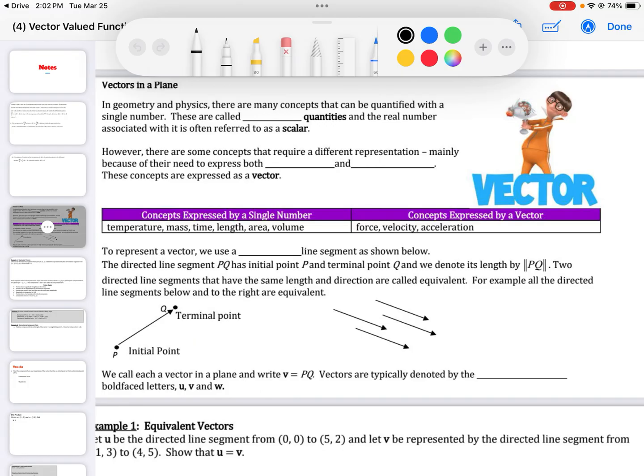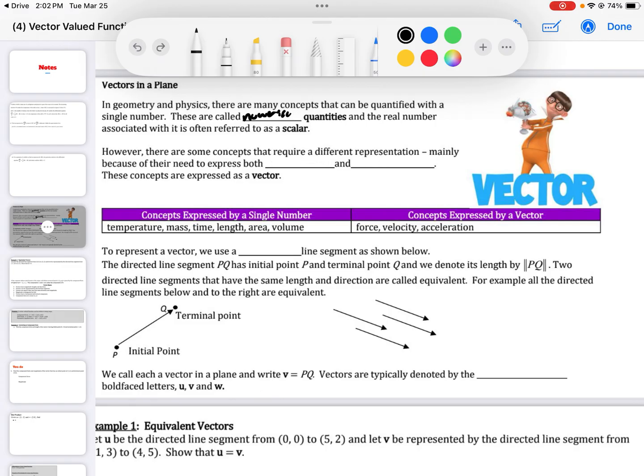So it says in geometry and physics, there are many concepts that can be quantified with a single number. These are called numerical quantities, and they're represented by a scalar. However, there are some concepts that require a different representation, mainly because they need to express both magnitude and direction.